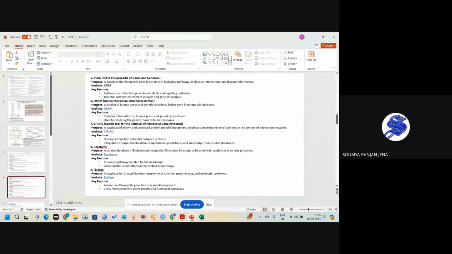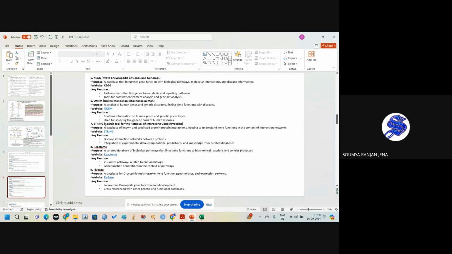And the sixth one is OMIM, that is Online Mendelian Inheritance in Man. This is important for human genes and genetic disorders, linking gene function with diseases. You can use any of these databases. You can take any example of genes or proteins and put them in these different types of databases, and it will give you all the data like signaling pathways, protein interactions, genetic disorders, or links between genes and function.